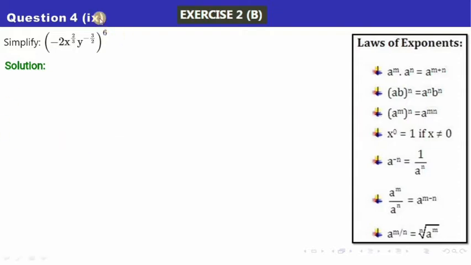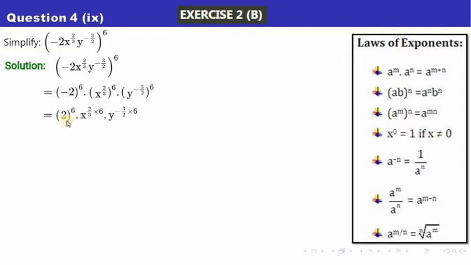Let's have a look at sub number 9. As per this, I can write this power 6 for each of them, that is minus 2 to the power 6, x to the power 2 by 3 whole to the power 6, and y to the power minus 3 by 2 whole to the power 6. One thing that you need to remember is the even power of a negative is always positive. I have already told you about this, and if it is odd, then this negative will remain negative itself.